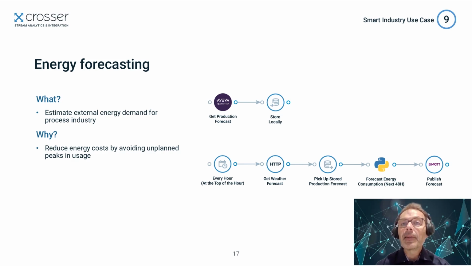And then out of this algorithm, we will get a forecast for the next 48 hours. So every hour, a new forecast for the next 48 hours is produced and is being sent to the external energy producer so that they can plan their production. And in this case, it's a pulp and paper mill, so they use this to reduce their costs for energy.